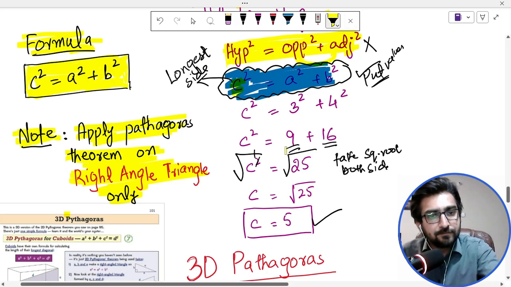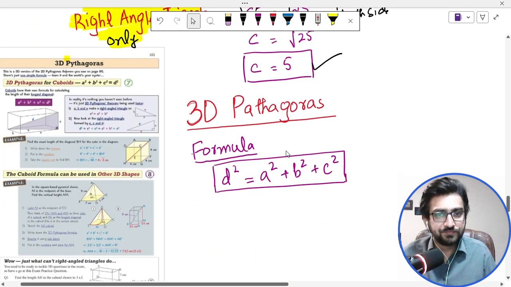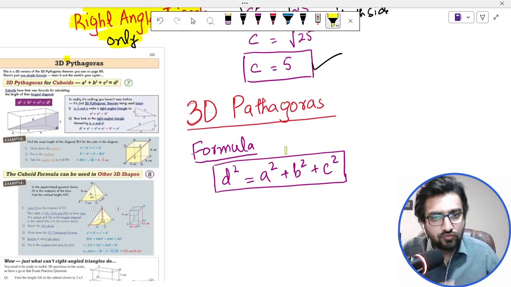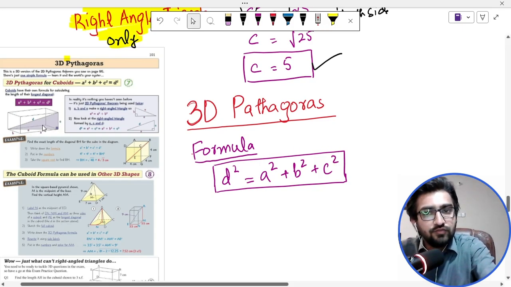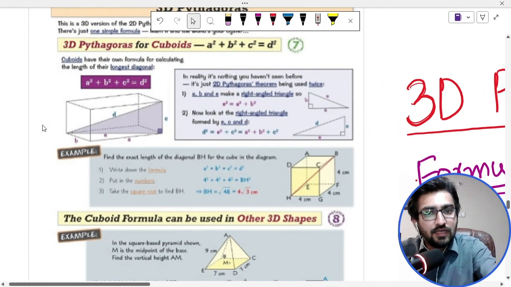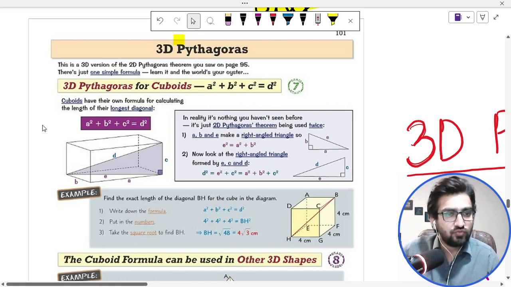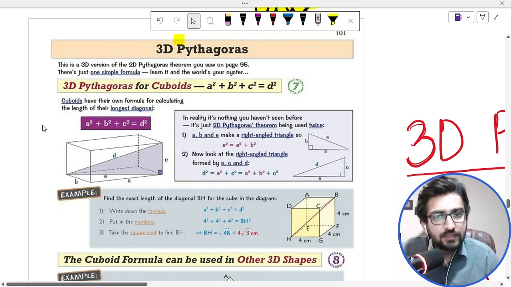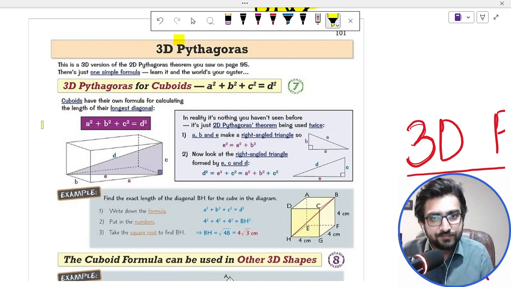Now let's understand three-dimensional Pythagoras theorem. So we'll come to the formula. First we will understand the concepts, and then I will explain how the formula actually works. Now, how is three-dimensional Pythagoras theorem related to the two-dimensional Pythagoras theorem? Both are related. So first let's understand the concept. This is the three-dimensional Pythagoras theorem. It actually means that we need to apply it on 3D shapes.